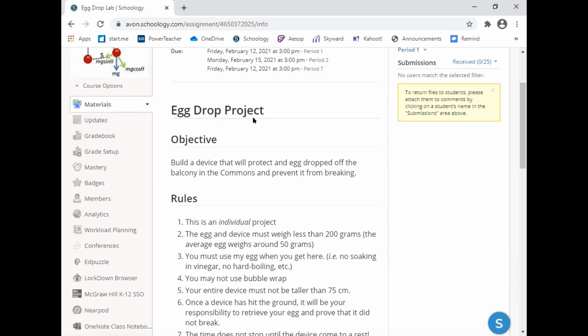Here's the goal. Next Friday, we are going to take a device that you've built using pretty much whatever materials you want, with a couple exceptions, and I'm going to give you a second, a couple things that I don't allow because it makes it too easy. But you're going to build a device that we can put an egg into and drop off the balcony in the commons, and can prevent the egg from breaking. That's what we're thinking about.